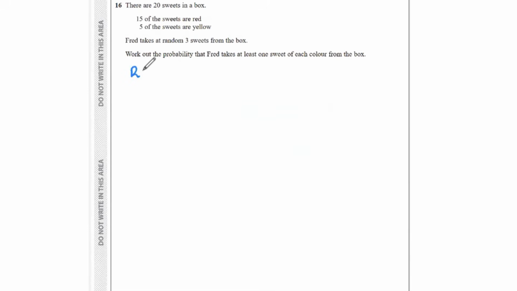So he's either taking red, red, yellow, or red, yellow, red, or yellow, red, red. Then he's either taking yellow, yellow, red, or yellow, red, yellow, or red, yellow, yellow. So which means if we find the probability of one thing like red, red, yellow, we times it by 3. That would give us all of these probabilities. And if we find the probability of yellow, yellow, red, and times that by 3, that gives us all of these probabilities.